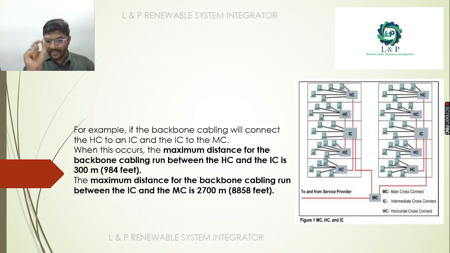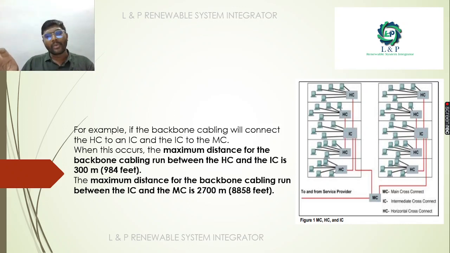And the most important thing that you need to follow for backbone cabling is that the first rule is the maximum distance of backbone cabling. Say for example you are running from a horizontal connect to the intermediate connect, it should be 300 meters, maximum 984 feet you can use. Okay, say for example if you are running a backbone cable between the intermediate cross connect and the main cross connect, up to 2700 meters you can use as the maximum distance.